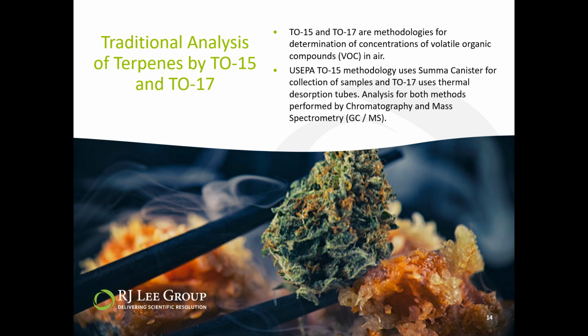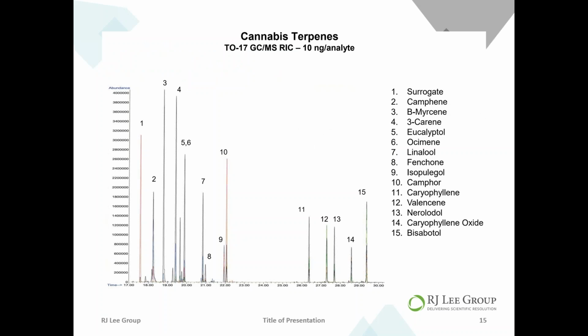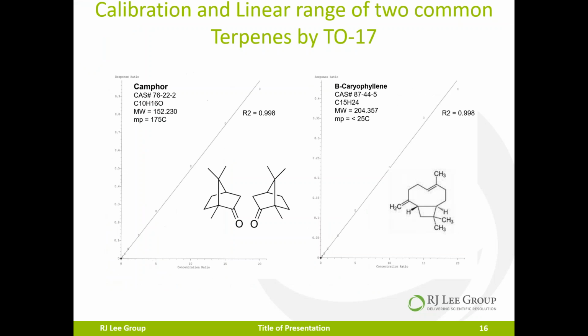So as the RGLE group, we're recommending a traditional TO-17 or TO-15, using a SUMA canister or a thermal desorption tube for analysis of these compounds. Next slide. Here you see a typical chromatogram of the terpenes using a TO-17. This is 10 nanograms. We're getting very good separation of these terpenes using a TO-17. It is working out really well using thermal desorption tubes. Next slide.